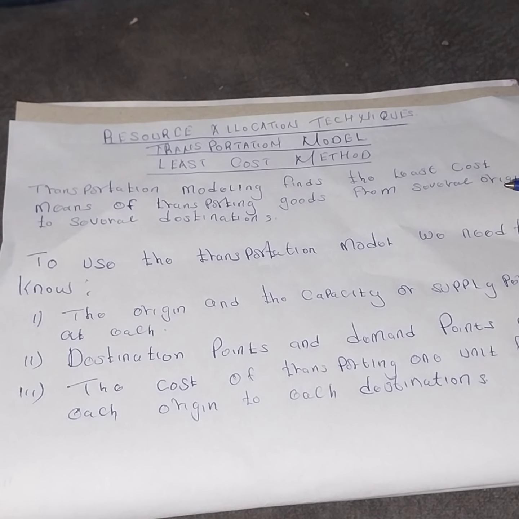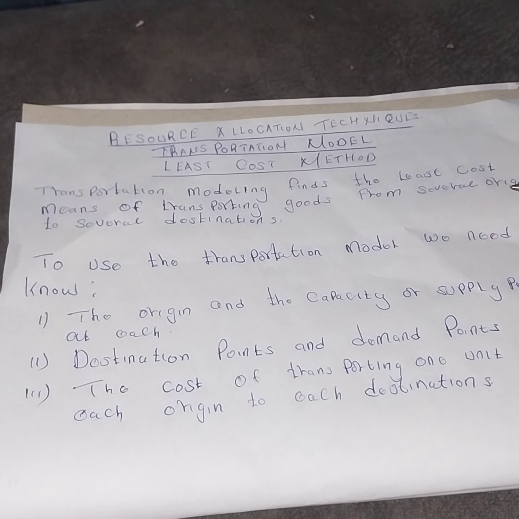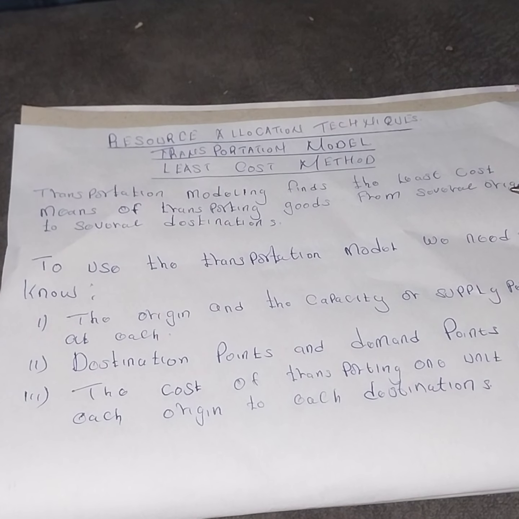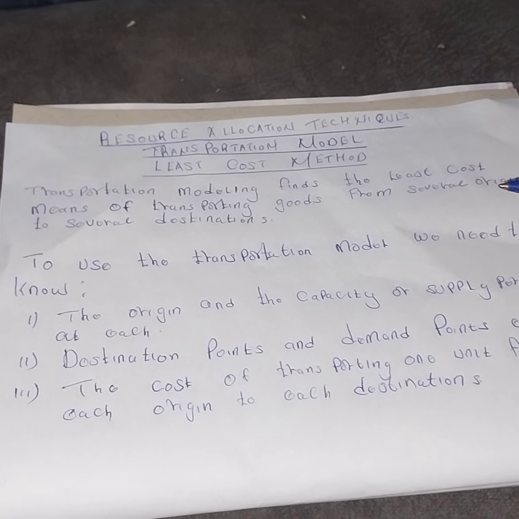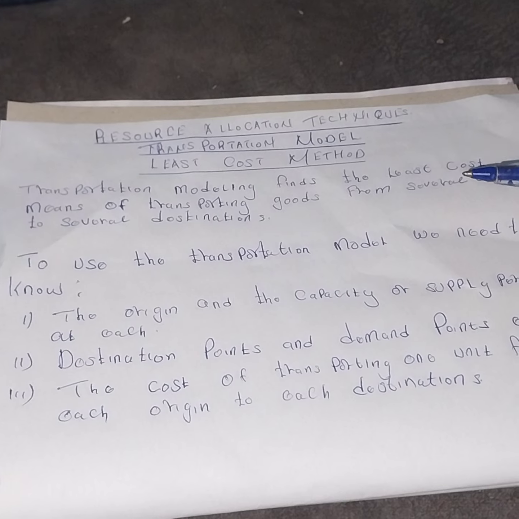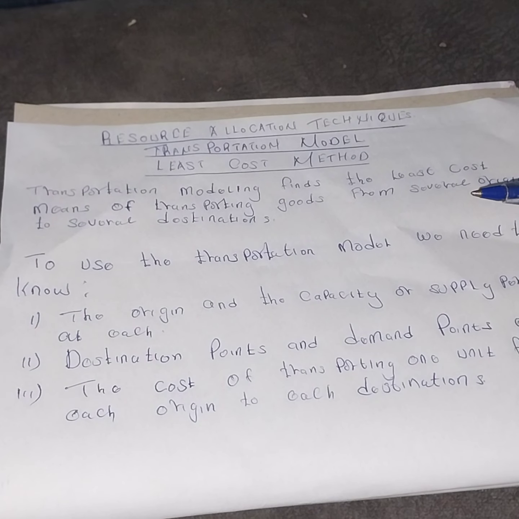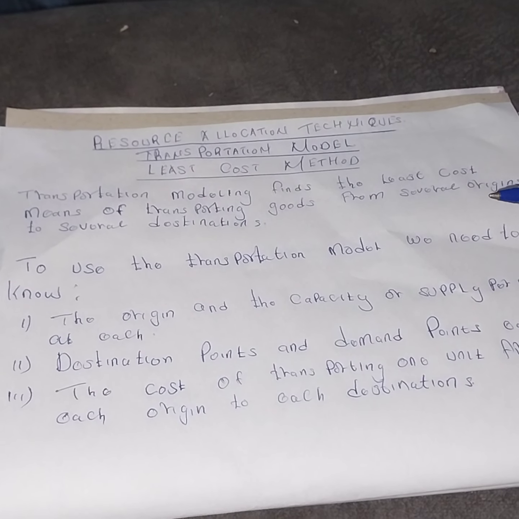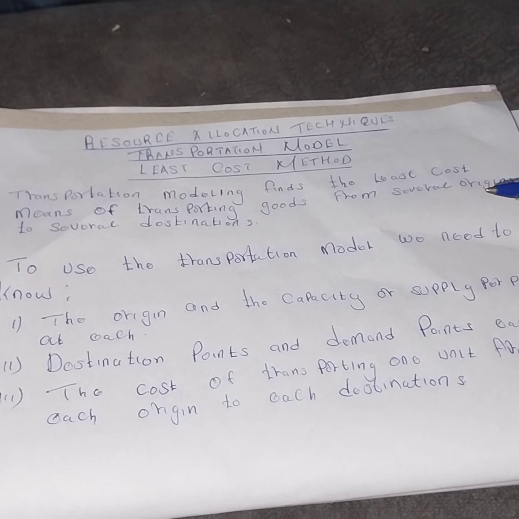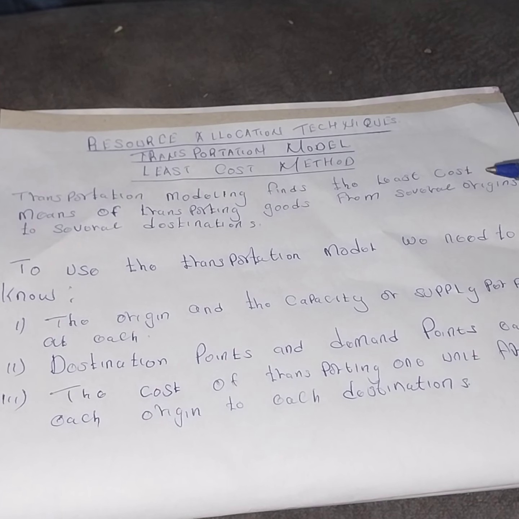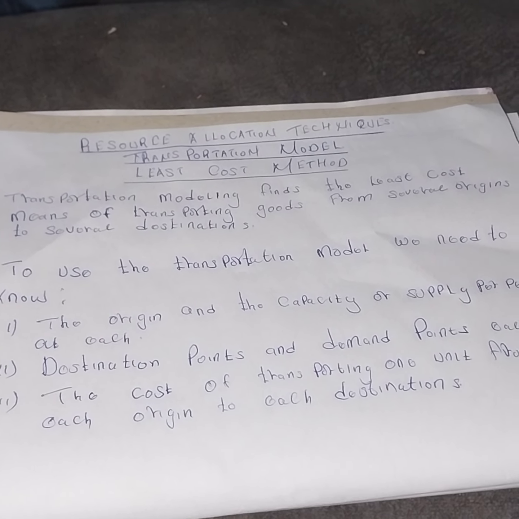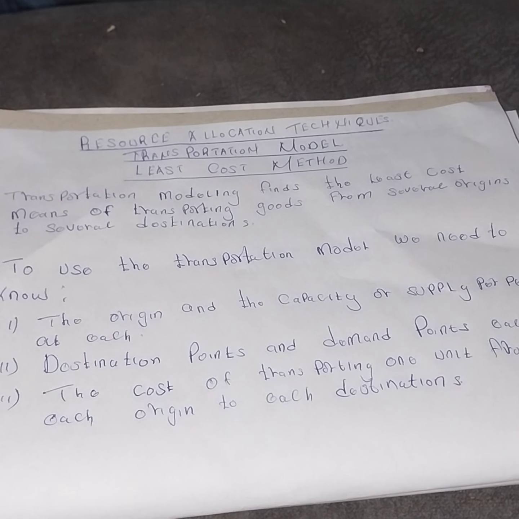I'd like us to look at the transportation model, which is one of the resource allocation techniques that we have. In the transportation model, we are going to look at the least cost method. Transportation modeling finds the least cost means of transporting goods from several origins to several destinations.